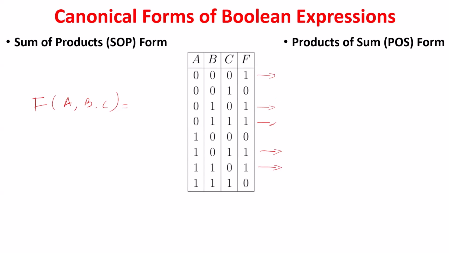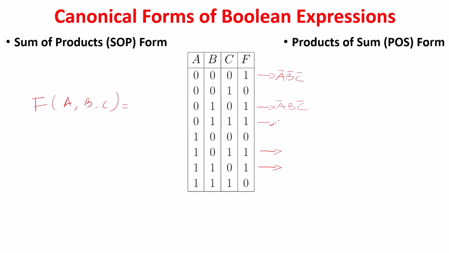For the first one, A is 0, B is 0, and C is also 0. So we have A, B, C. Because A is false, we have A bar. B is also 0, we have B bar, and C is also 0, we have C bar. For the next one, we have A, B, and C as well. But A is 0, so we have A bar. We have B as 1, so that stays. Then C is 0, so we have C bar as well.